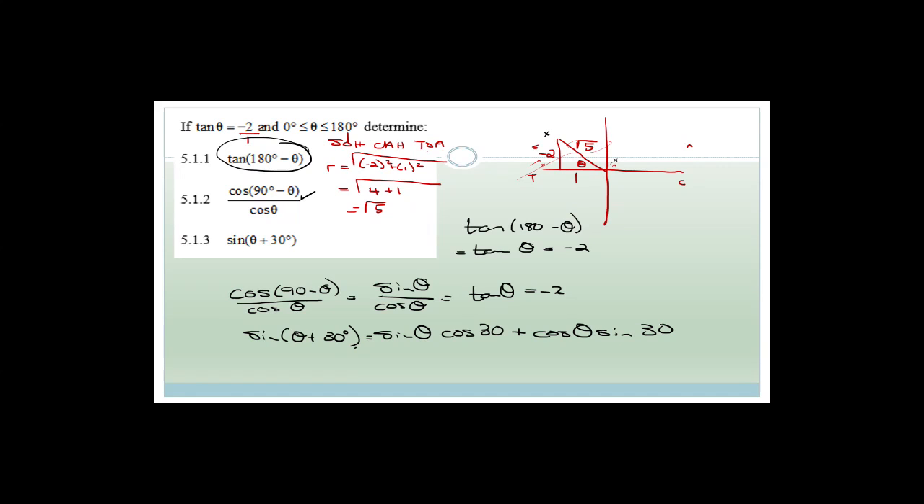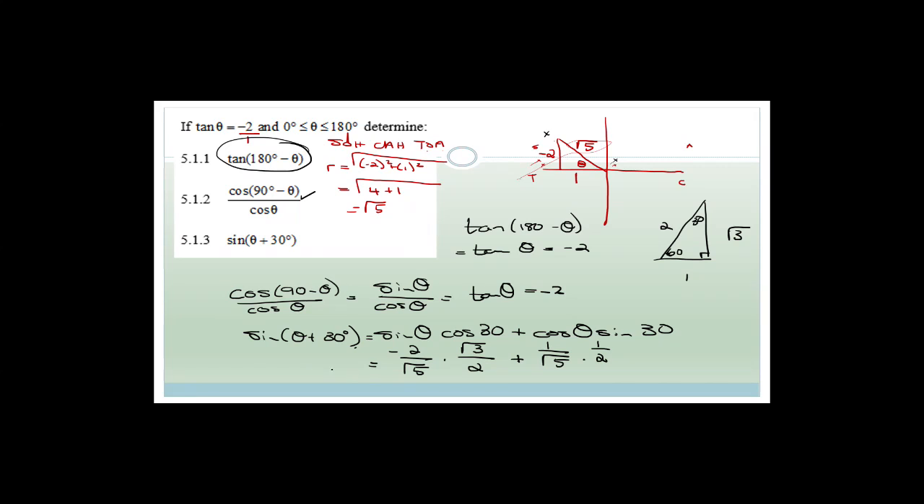Okay. And why is that important? Because do you agree that we've got this triangle over here, which helps us with the sine and cos of theta? And then there's a special angle triangle that goes 60, 30, 2, 1, root 3. So what we're going to do is use a combination of this diagram and this triangle to solve this. So sine of theta is opposite over hypotenuse, it's minus 2 over root 5. Cos of 30 is adjacent over hypotenuse, which is root 3 over 2. Cos of theta is adjacent over hypotenuse, which is 1 over root 5. Sine of 30 is opposite over hypotenuse, which is 1 over 2.